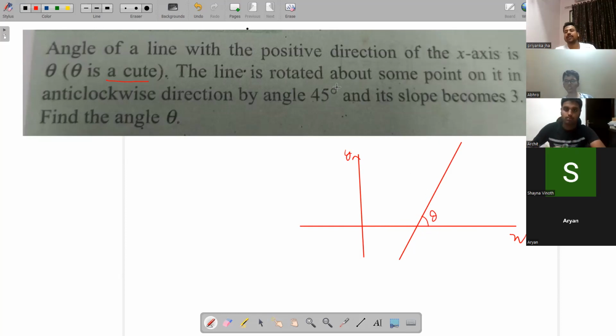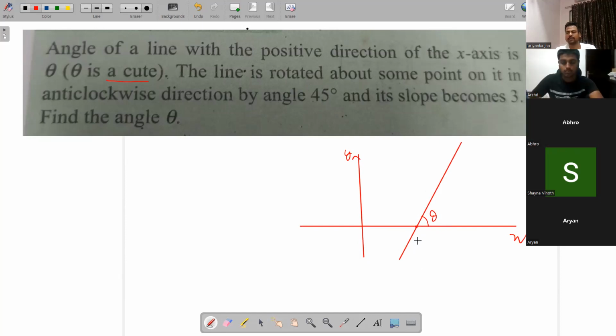The line is rotated about some point on it in anti-clockwise direction by 45 degrees. About some point, so why not we assume that point to be this point only. It will be easy for us. So if I rotate it by 45 degrees further anti-clockwise, this angle would be 45 degrees, and its slope becomes 3. See, slope is still positive, which means that theta plus 45 is still an acute angle. So its slope becomes 3.